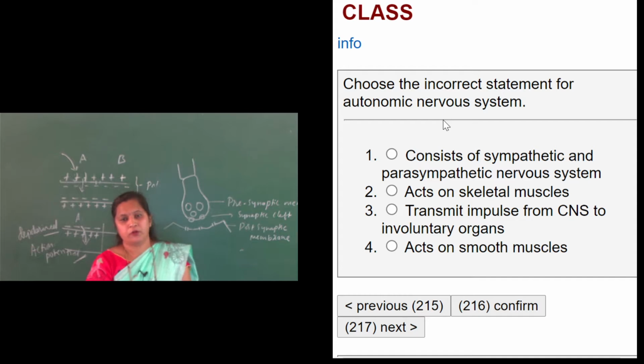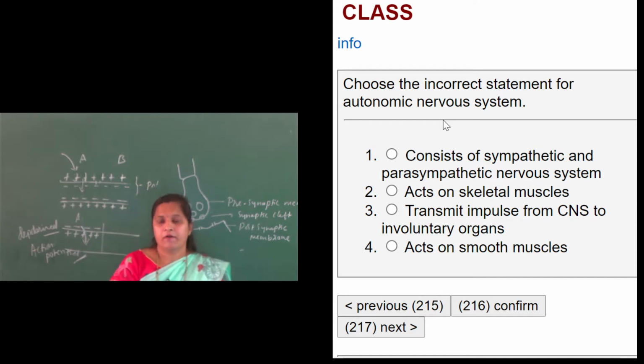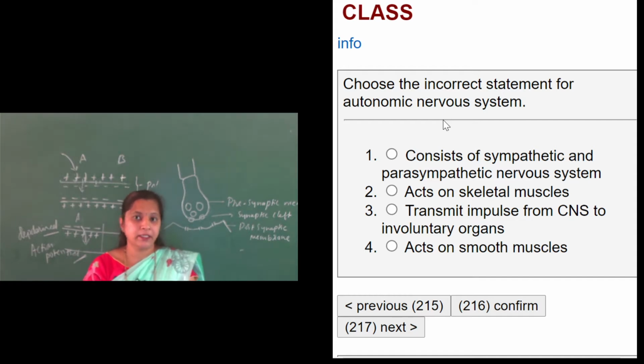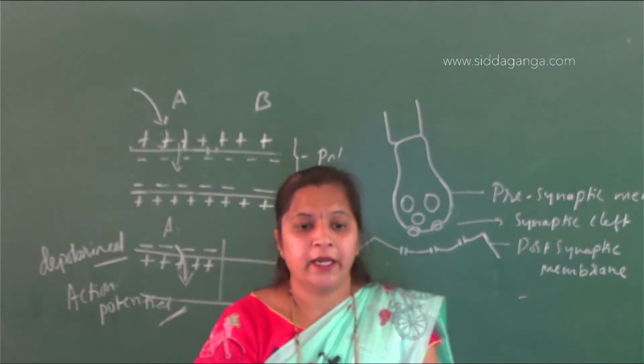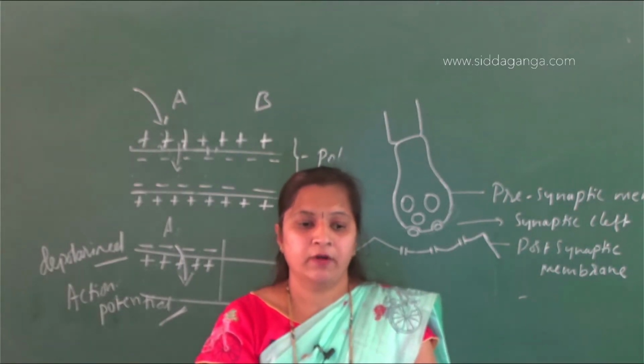Autonomic nervous system. As I said, the peripheral nervous system is further divided into two parts: the somatic neural system and the autonomic neural system. The somatic neural system will transmit impulses from the central nervous system to skeletal muscles. So option 2 is wrong here, because it says it acts on skeletal muscles, but it will not act on skeletal muscles.